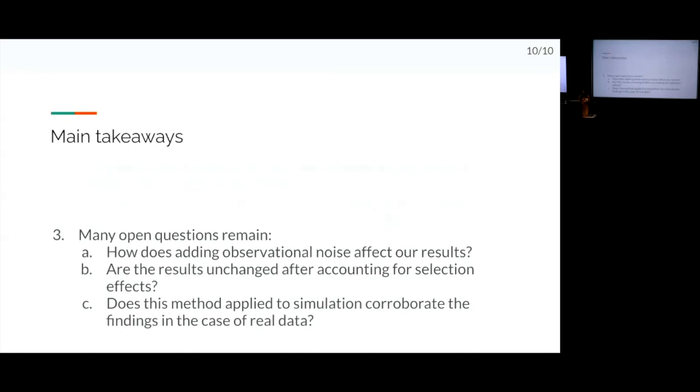So looking towards the future, I want to ask myself, how does adding observational noise or biases affect our results? And if I consider a selection effect, do I recover in fact that the results are unchanged in that case? Also, what can we glean by applying this method to simulation data, more realistic simulations like the FIRE cosmological simulations, and seeing how they compare with real life results?